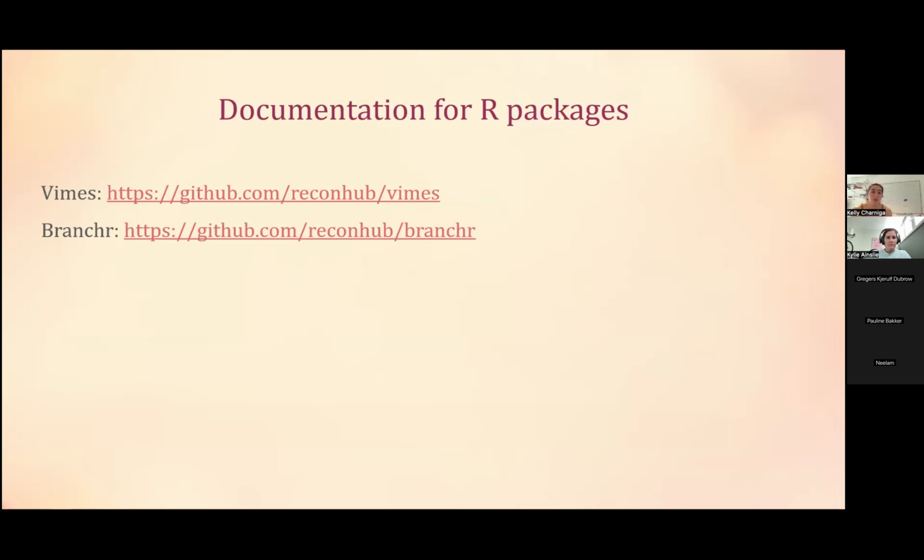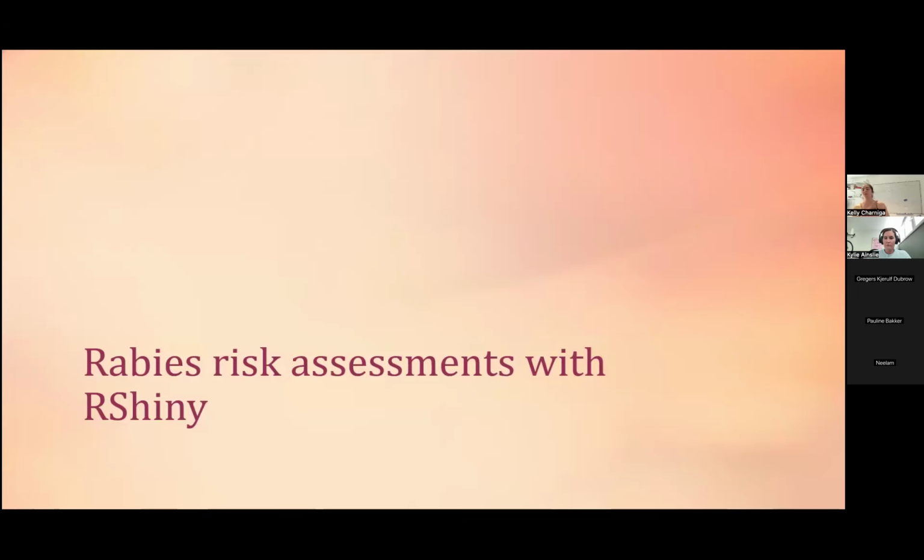Okay, and for anyone who's interested, here is the documentation for the R packages. And again, I'm happy to put these links in the chat. There is a vignette for VIMES, which is pretty good. It's for the rabies one. So I used that as a starting point for my analysis. Branchar, I don't know if there's a vignette, but like I said, I didn't need to modify that code very much for my needs. Okay, so that's the first project.